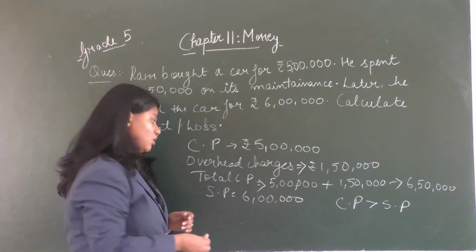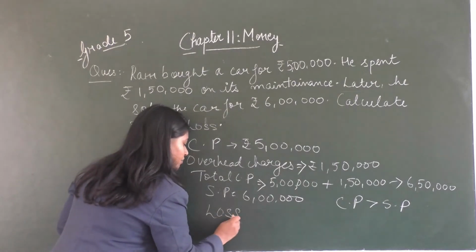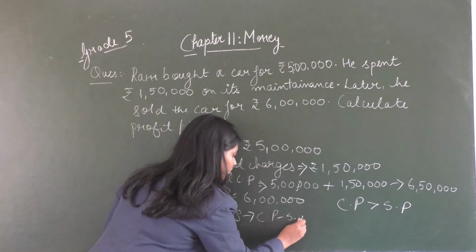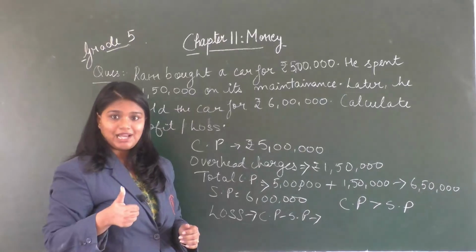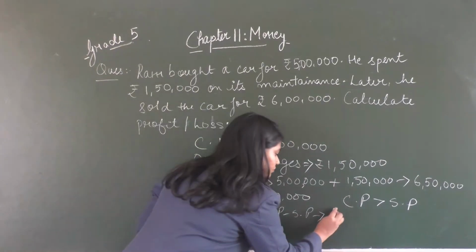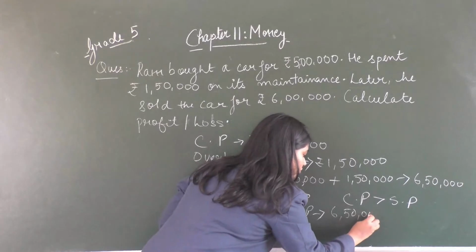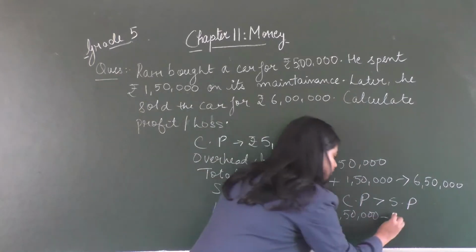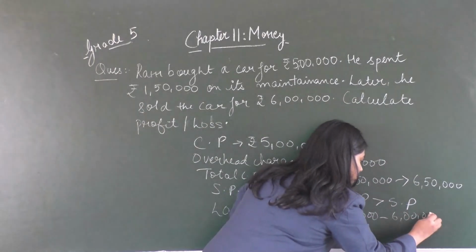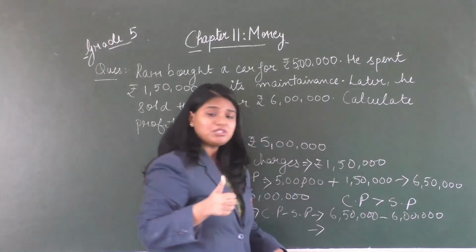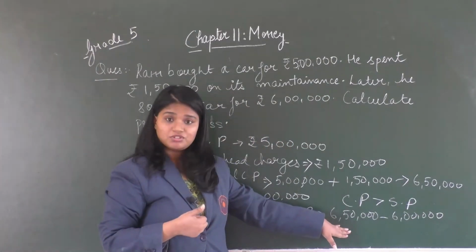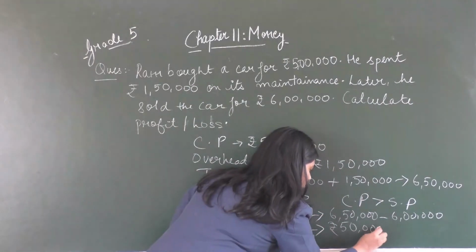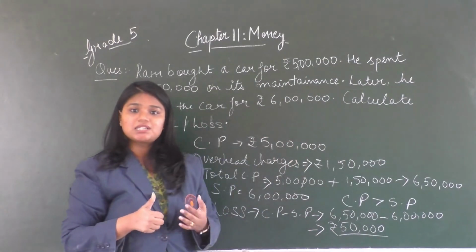So how to calculate loss? Now we have the formula for loss, that is CP minus SP. So we know the CP, that is 6,50,000. We also have the value for SP, that is 6 lakh. Now when you subtract 6 lakh from 6,50,000, you get the answer as 50,000. So there is a loss of rupees 50,000.